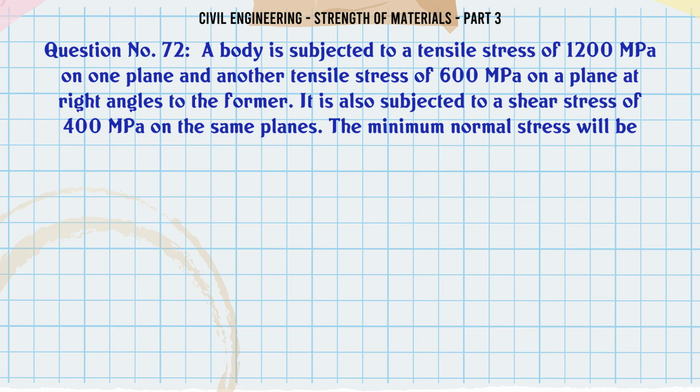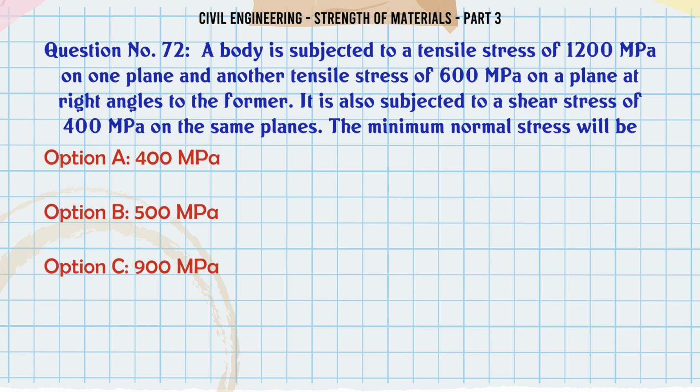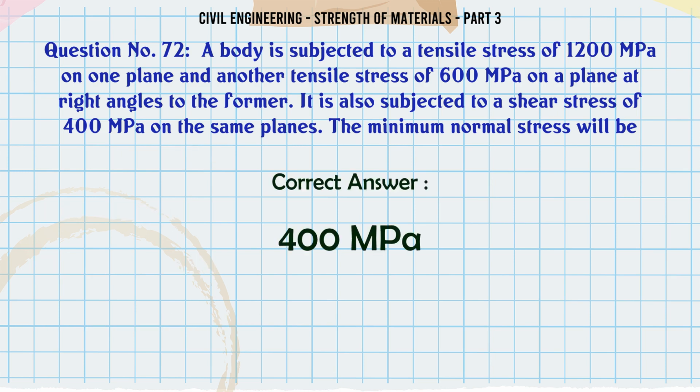A body is subjected to a tensile stress of 1200 MPa on one plane and another tensile stress of 600 MPa on a plane at right angles to the former. It is also subjected to a shear stress of 400 MPa on the same planes. The minimum normal stress will be A. 400 MPa, B. 500 MPa, C. 900 MPa, D. 1400 MPa. The correct answer is 400 MPa.